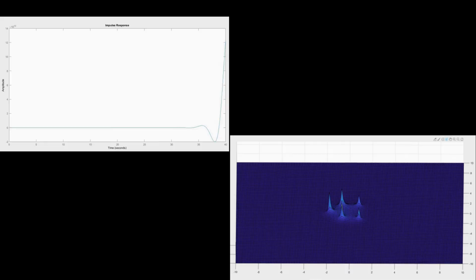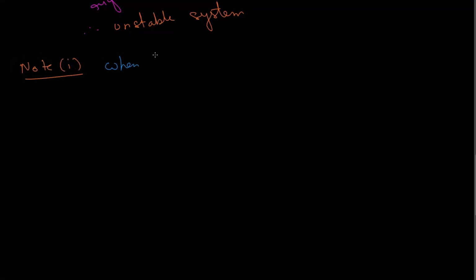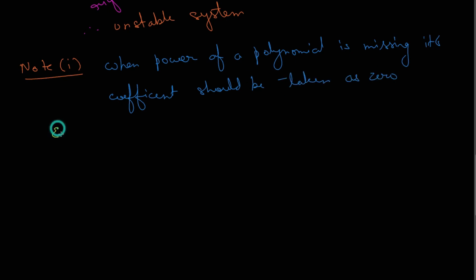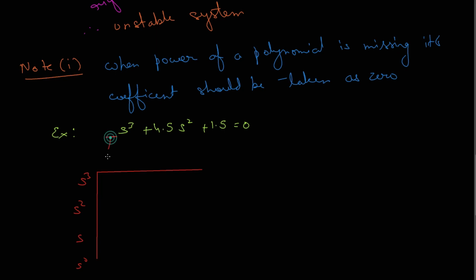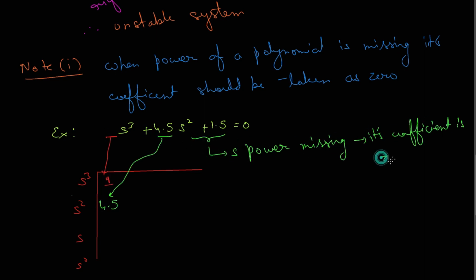Now there is one thing to note. If a power of S is missing, we will take the coefficient to be 0. Let's take this example. Here you can see that the power of S raised to 1 is missing. So when we are populating the values in the first two rows, we will take the value of S raised to power 1 as 0.